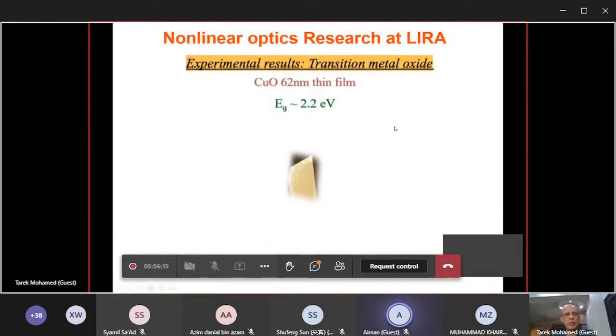So we did this with some samples, like copper oxide. It was a thin film with 62 nanometer thickness. Before this, we usually do linear optical studies, so we can know the morphology of the thin film. From the linear transmission, we can obtain the energy gap, and from the energy gap we can know exactly how many photons are absorbed in the sample.